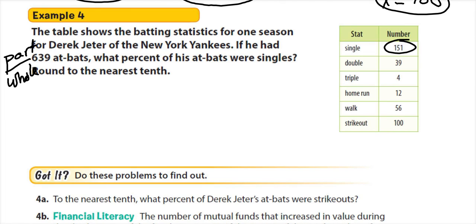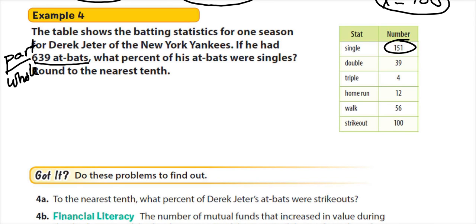Okay, and there was 151. Okay, so let's think about it. It says he had 639 at bats. So do you think that means that would be the part or the whole if there's 639 at bats? And we also have to look at 151. So is 151 going to be the part or the whole, and is 639 going to be the part or the whole? Okay, well, let's think about it.